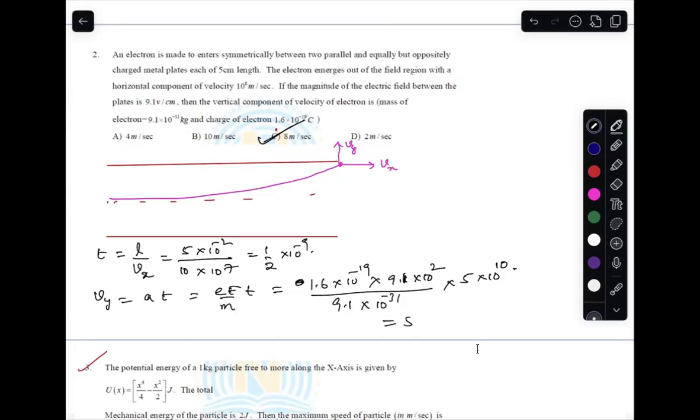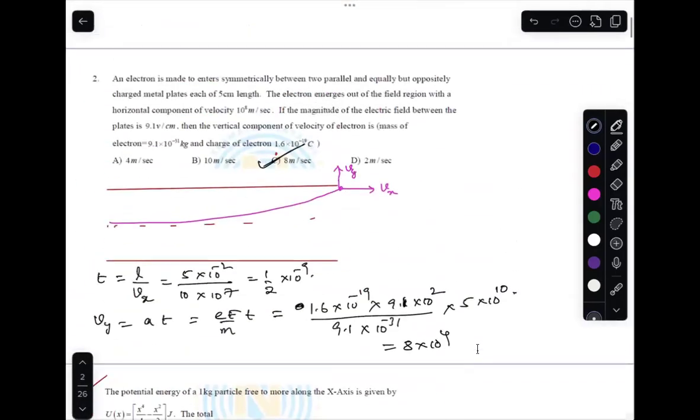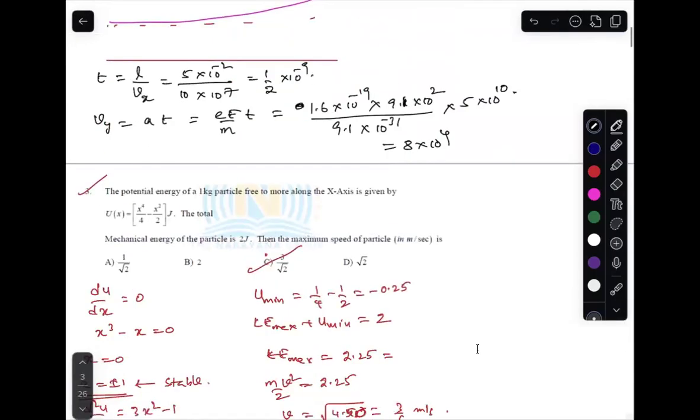I got 8 into 10 to the power of 4, but the multiplication factor is missing in every option. Obviously, when 10 power 8 meter per second is that component, this should be at least of that nearest range. Maybe they would have done this as 9.1 volt per meter. Then 8 meter per second is correct.